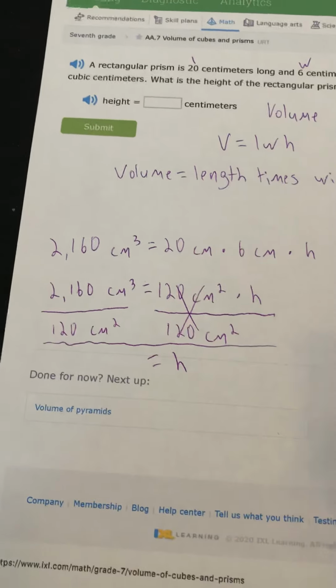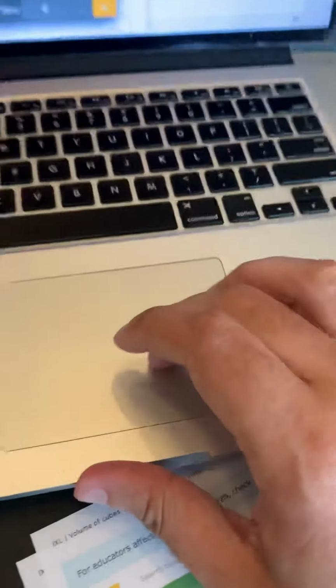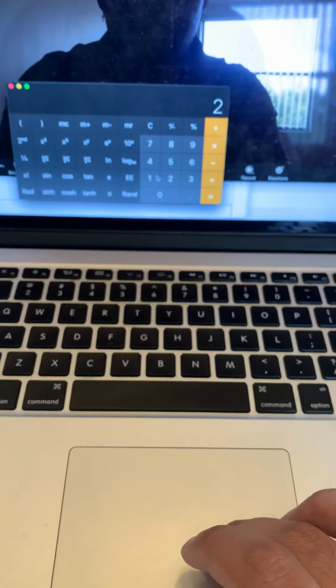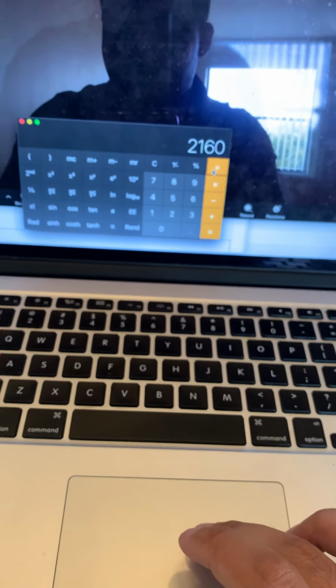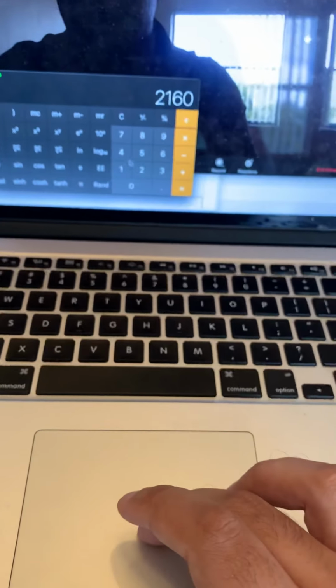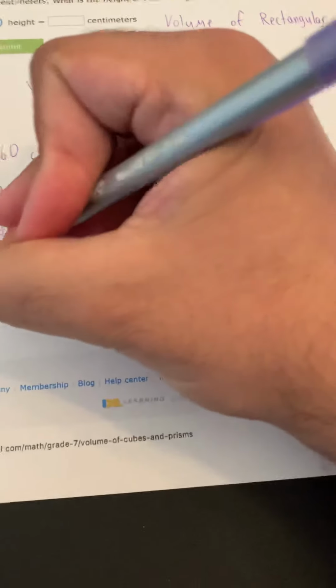Then on the left side, 2,160 divided by 120. Let's go over to our handy dandy calculator. So you got 2,160 divided by 120. So that's 18. So this is going to be 18.